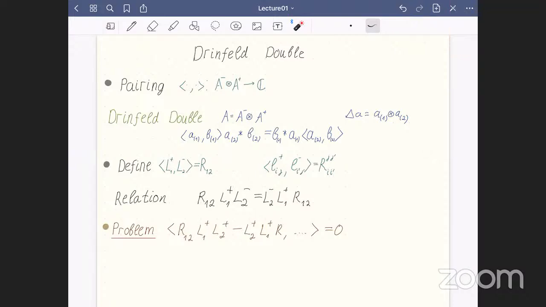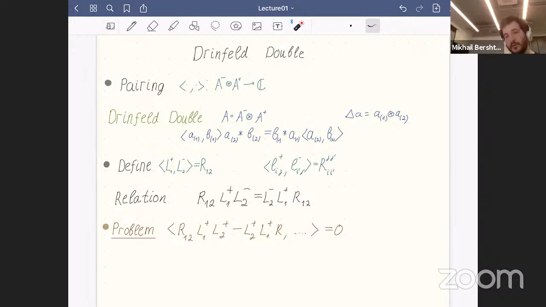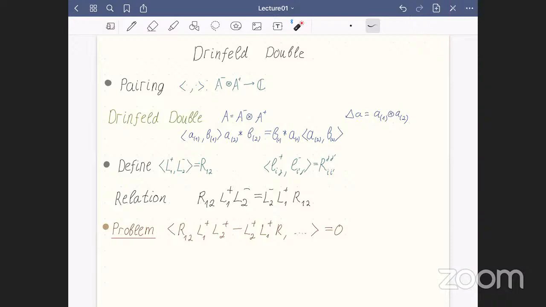Oh, thank you. Another question. Can affine quantum groups be defined as a Drinfeld double? Affine quantum groups can be defined as a Drinfeld double. We will talk about this. We didn't talk about affine quantum groups, at least after the first slide with the title. Okay. Thank you.